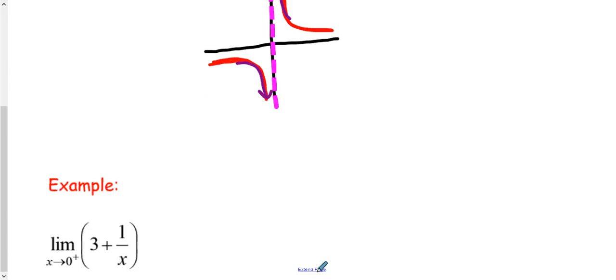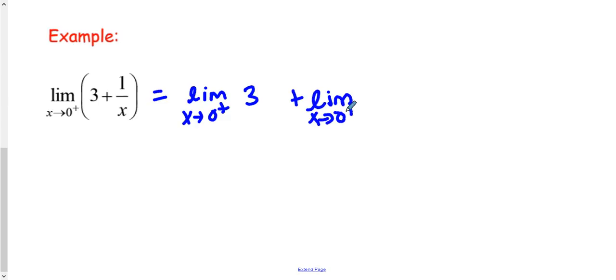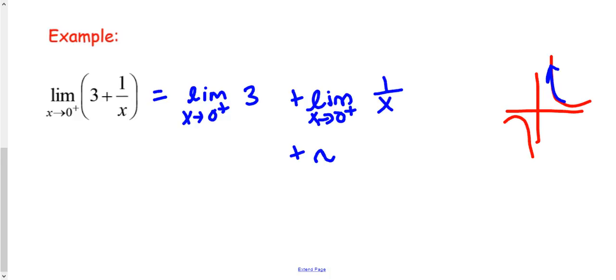If we look at this example, we can use some of our information from above because we have two parts to this example. We have the limit as x approaches 0 from the right, and then we have 3 plus 1 over x. Well, this is technically two different limits. We can write this as the limit as x approaches 0 from the right of 3 plus the limit as x approaches 0 from the right of 1 over x. Well, using our information from above, or that same graph, we know that the limit as x approaches 0 from the right of 1 over x is infinity. So this is going to be plus infinity.